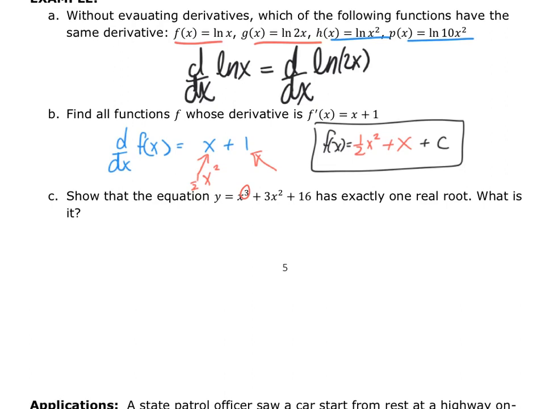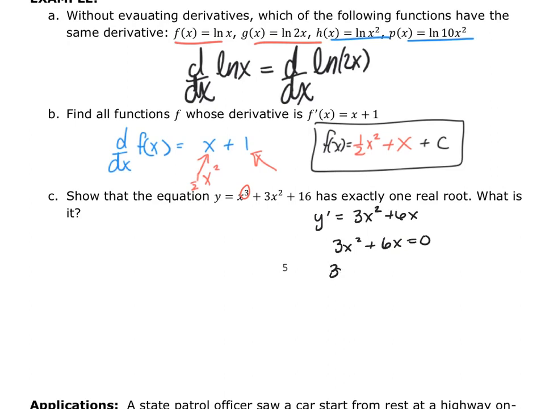So the first thing I'm going to do is find the derivative, y prime. Y prime is equal to 3x squared plus 6x. Set this derivative equal to 0 to determine where I'm going to have turning points. In other words, where my graph is changing from increasing to decreasing, my maxima or minima.